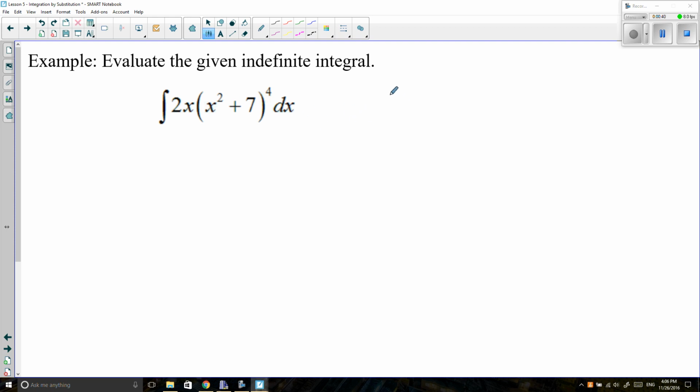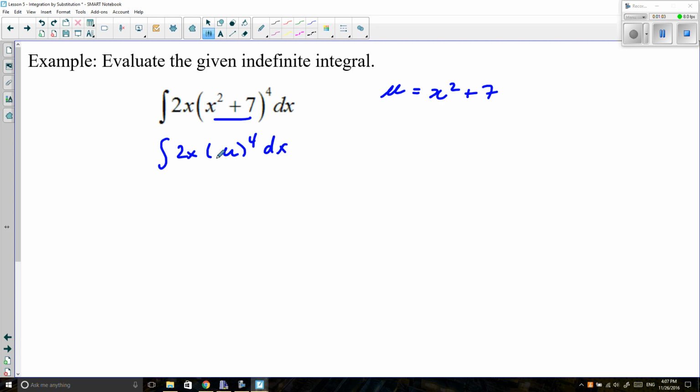Now, if it does, I'm going to take my u, which I use for substitution. You can use any variable you want, but I'm going to use u, and I'm going to make that equal to the inside function, which is x squared plus 7. Then I'm going to rewrite it like this: I get 2x, and then u to the power of 4 dx.